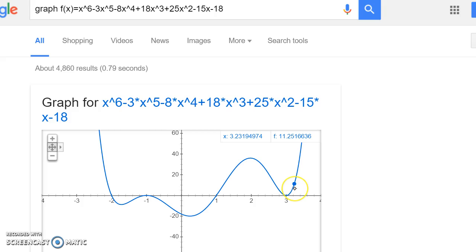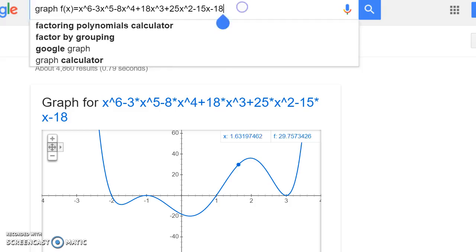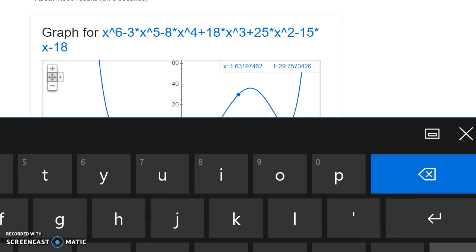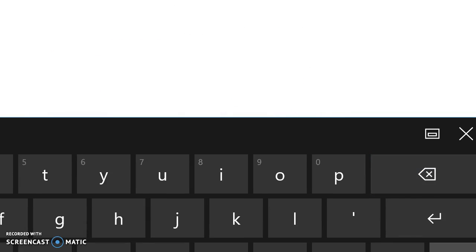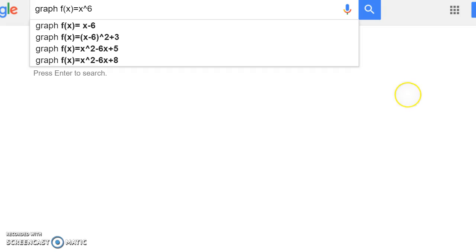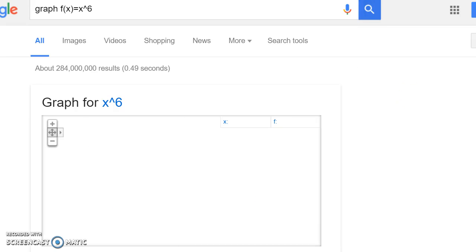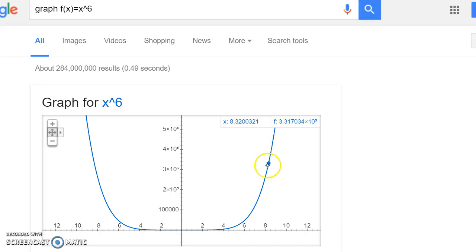All right? But I want you also to notice that the graph is going up. As x gets smaller and smaller, the y is going up to positive infinity, and as x gets larger and larger, it's also going up to positive infinity. And let's compare this to the graph of x to the 6th. Just the graph of x to the 6th. And we look at it and we say, oh, it has the same kind of thing happening here at the end of these graphs, right?